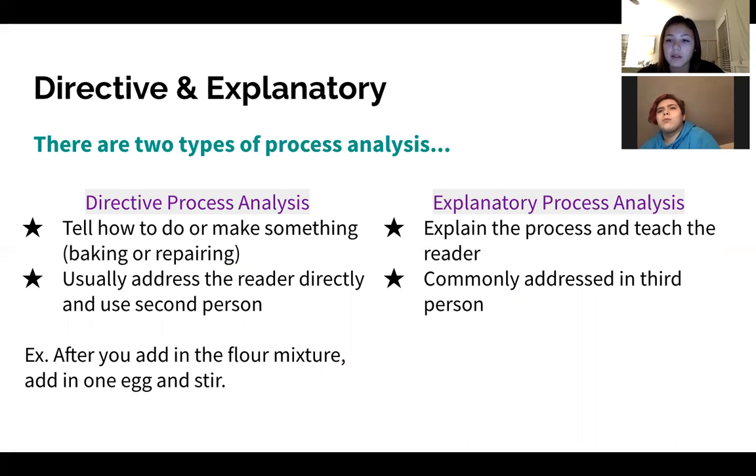Explanatory process analysis essays tell about how something is done without giving directions and inform the reader, like how a gas turns into a solid. Most of the time, you address the reader in third person and use words like he, she, or they.